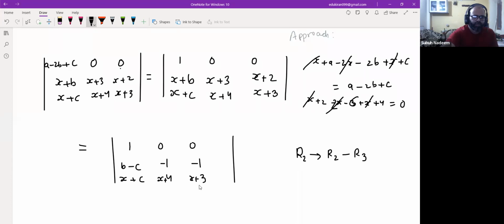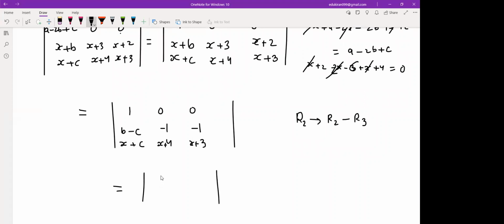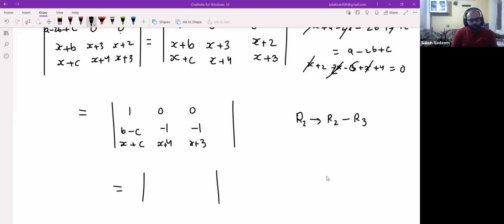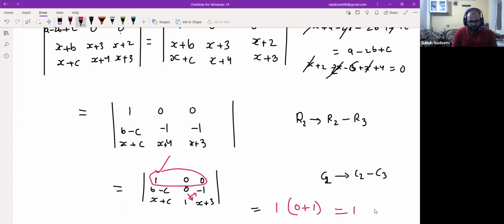So we want to get the maximum number of zeros so that we have the least to calculate in the last step. Sir, I didn't do this step, but I directly calculated the value of the determinant and it came out to be 1. That is also fine. Then what we do is column 2 as column 2 minus column 3. So 1, b minus c, x plus c. This will be 0, 0, 1. And 0, minus 1, x plus 3. Now let us expand about the first row; all others are zero, only one is there. One multiplied with this, which is zero, minus one into minus one, so plus one, so the value will be zero.